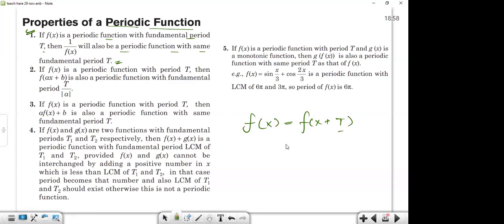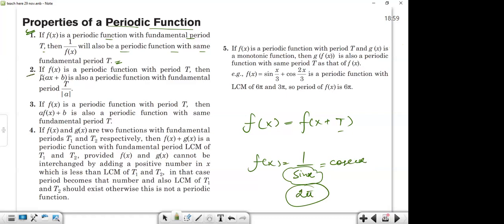So if there is a function given like this, basically this is cos of x. Its period will also be 2 pi because the period of sine of x was 2 pi. Clear?